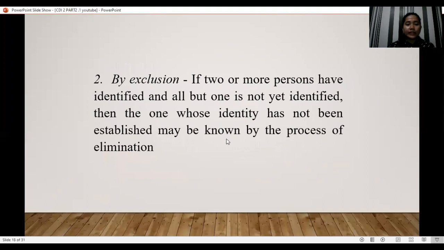So next we have identification by exclusion. When we say by exclusion, if two or more persons are to be identified and all but one have been identified, then the one whose identity has not been established may be known by the process of elimination. So kung yung isa hindi pa na-identify yung identity niya, we can apply the process of elimination para maging narrow yung investigation natin.